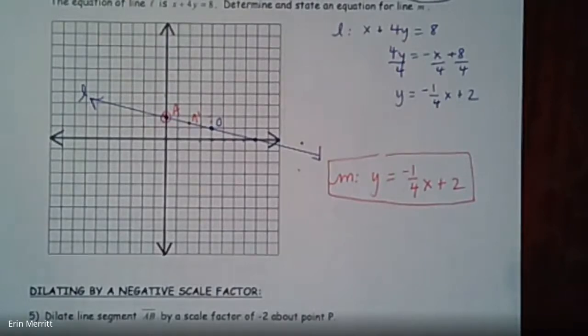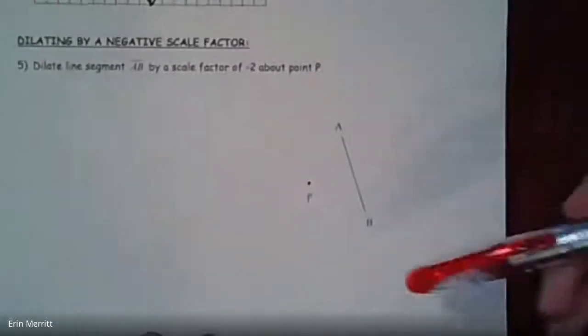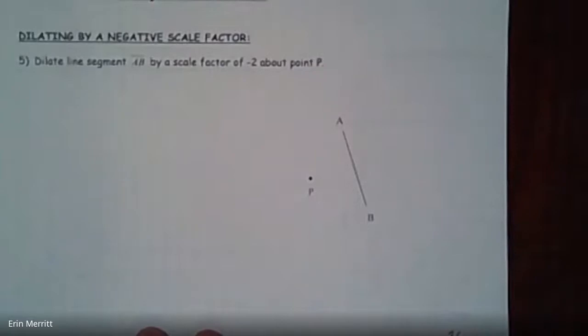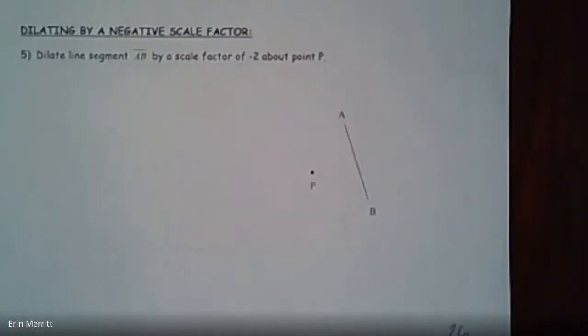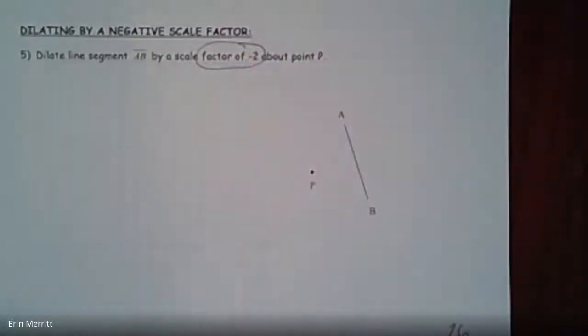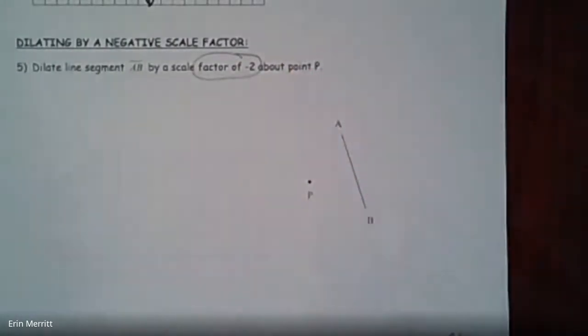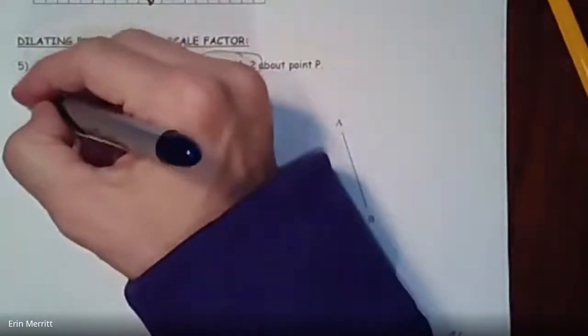We got a couple cool last cases to look at, and that is dilating by a negative scale factor, and then also some that are done out for you and kind of working from there. So at the bottom, get your compass and your straight edge back. All right, it says dilate a line segment AB by a scale factor of negative 2. It's not that it folds into itself, but the negative changes the direction.